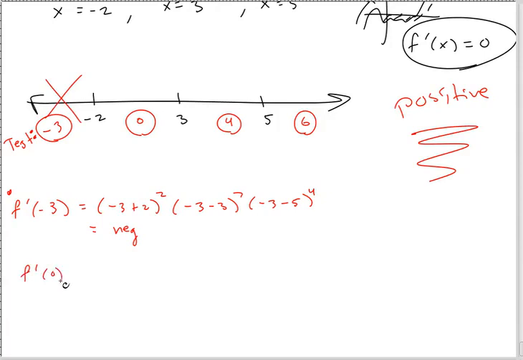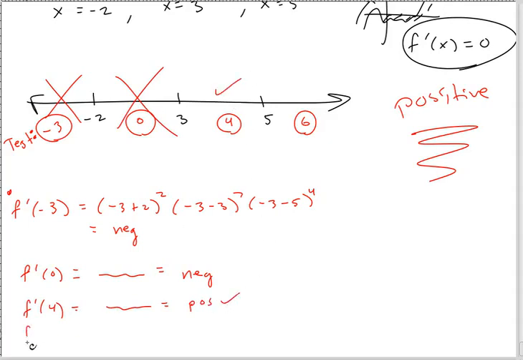When I plug in the 0, I go through all the procedures, and it turns out to be another negative number. That will not work. Now 4, calculator, calculator. And guess what I got? I got a positive. Woohoo! I like that. Let's try the 6. Plug it into 6, and I get a positive.